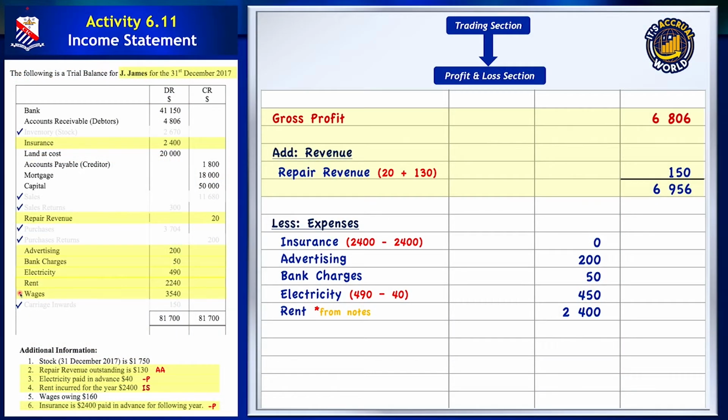Next one is wages. Wages is an expense. You look down below in your notes. There is wages. Wages owing. Owing means accrual. You add accruals. So you go into your income statement, wages, you put the amount from the trial balance of $3,540 plus your accrual of $160, and the answer you get is $3,700.